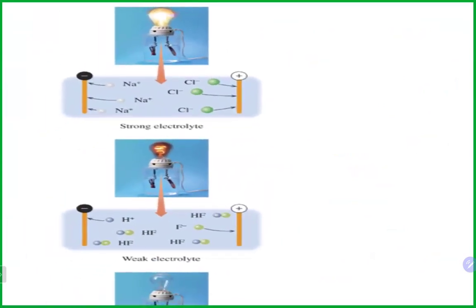Solution. Ions fully breaking apart. You can see the light bulb shines very, very brightly. Again, an indication that that is a strong electrolyte.